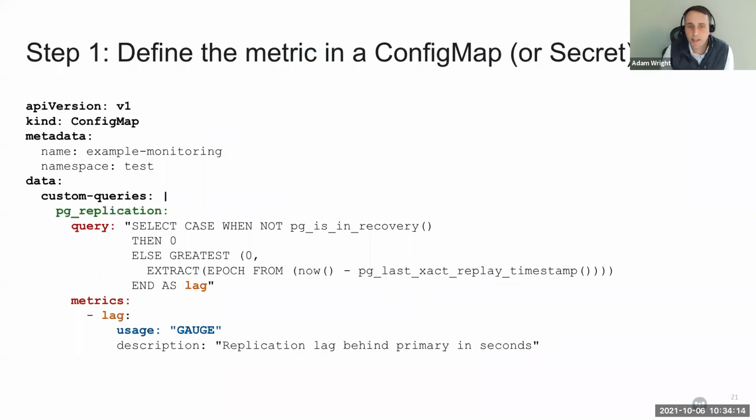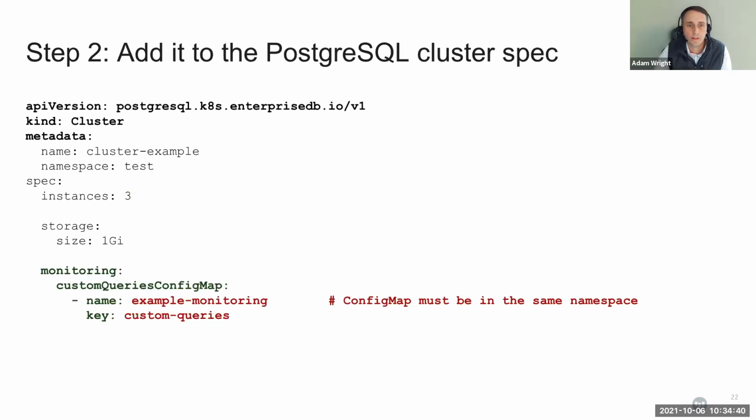Here's an example of this. We're getting some replication information. This is stored as a config map and then referenced in your deployment YAML. Then we just have our standard query here: select case when not pg_is_in_recovery, and then we can get replication lag behind primary in seconds. With this in your custom resource, you would automatically see this on your metrics endpoint. We just add it to the cluster spec here, the example monitoring key, custom queries.